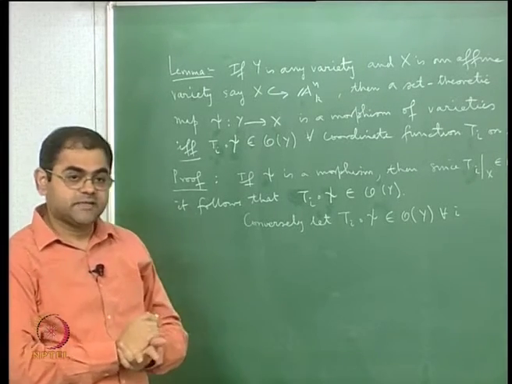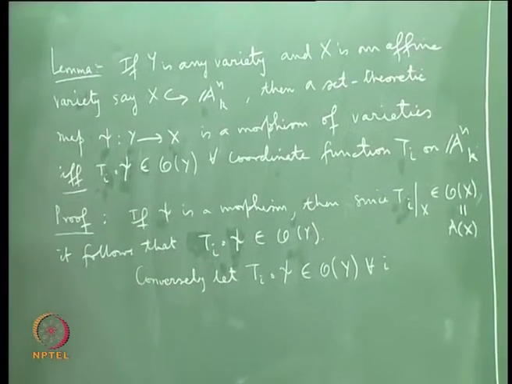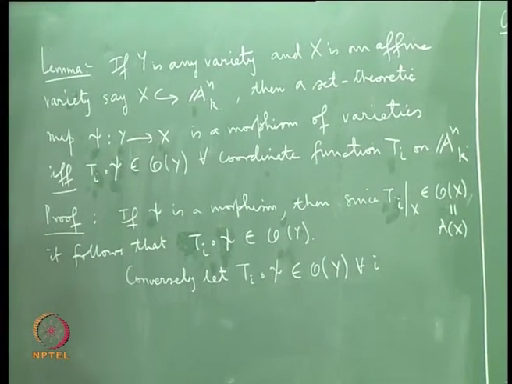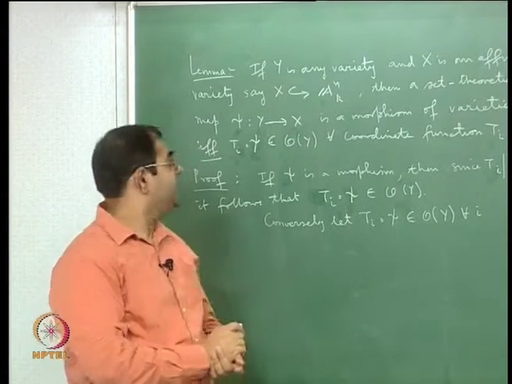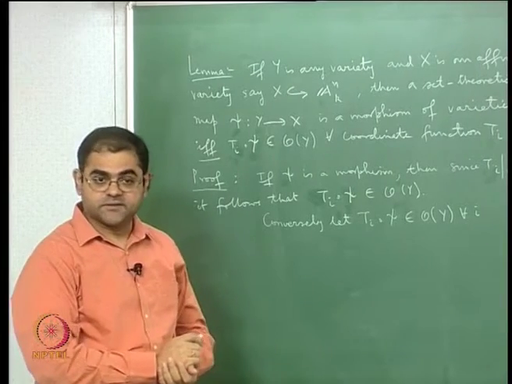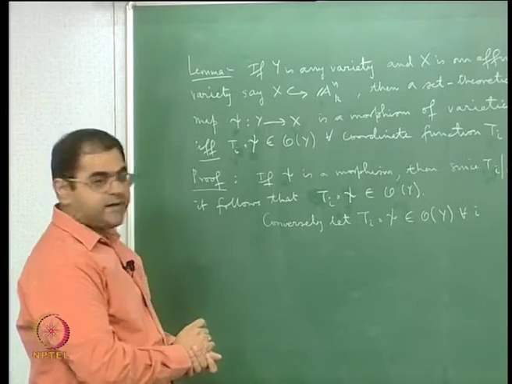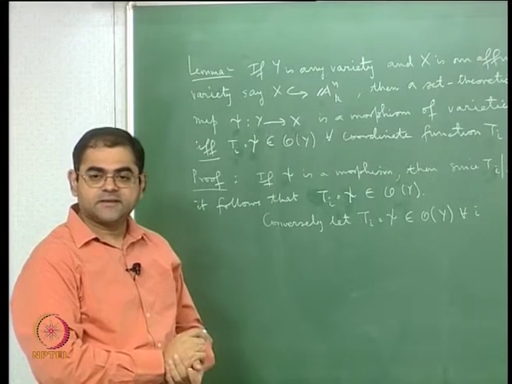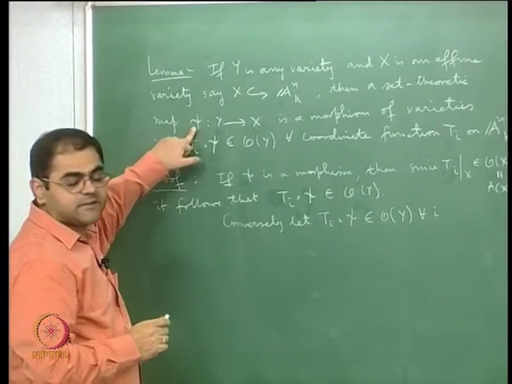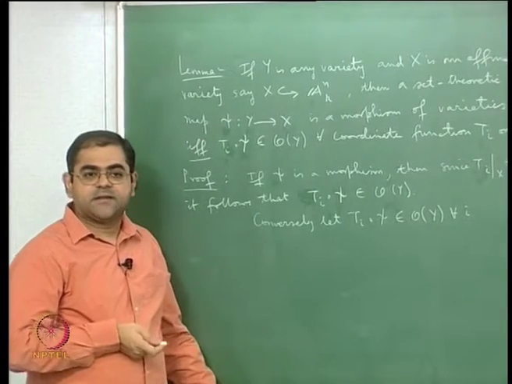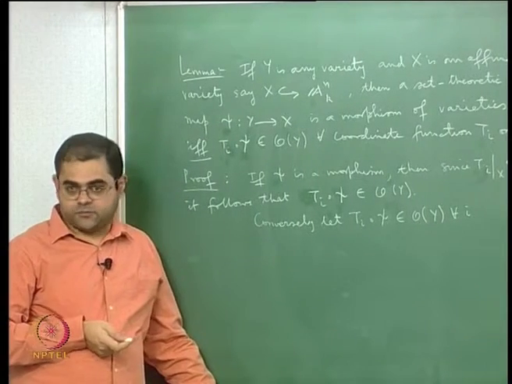I have to check two properties of psi. The first thing I have to check is that psi is continuous. Then the other thing I have to check is that it pulls back regular functions to regular functions. So the idea is very, very simple. Let me tell you the idea in a very qualitative way. How do I check psi is continuous? I check psi is continuous by checking that the inverse image of closed sets are closed.